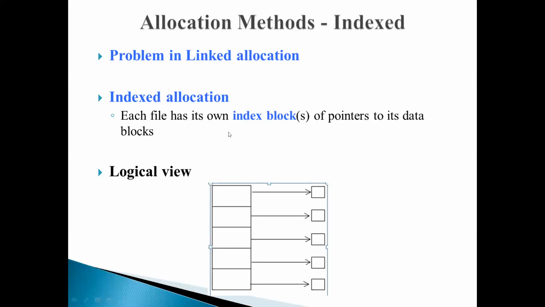So in the indexed allocation method, to solve the problem of traversal of pointers for random access, it maintains something called an index block. So what is this index block going to contain? All the pointers of a file. All the pointers of a file will be collected and stored in one location, that is called the index block. So this is the logical view of the index block.